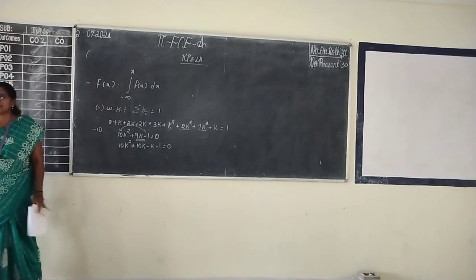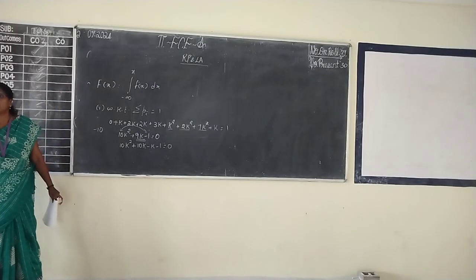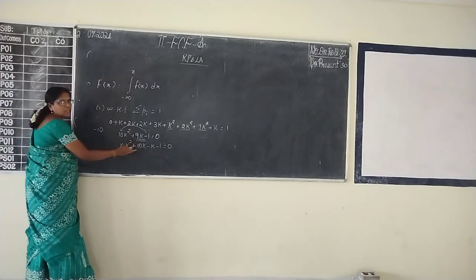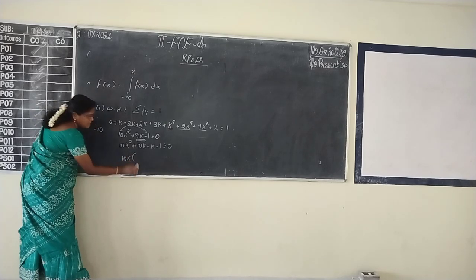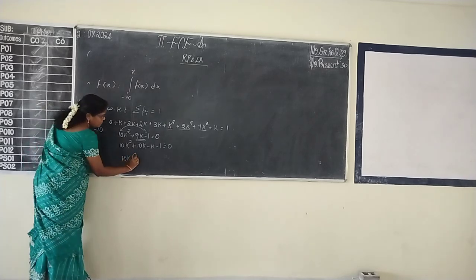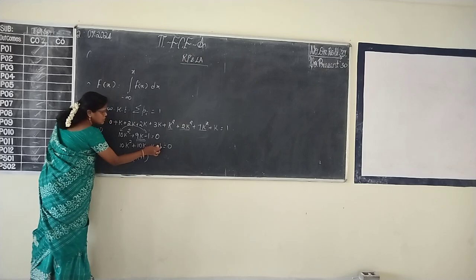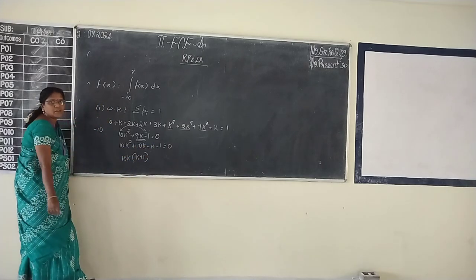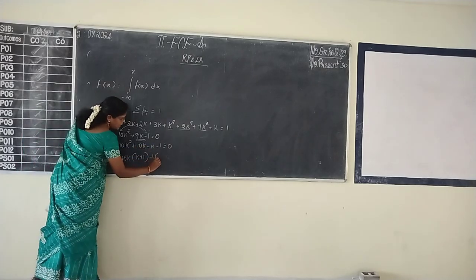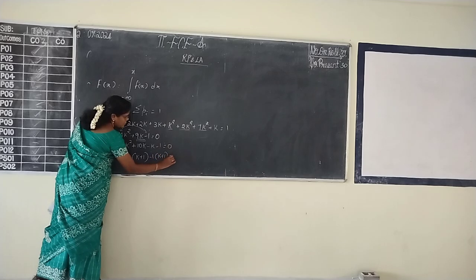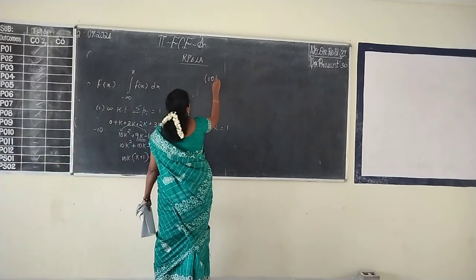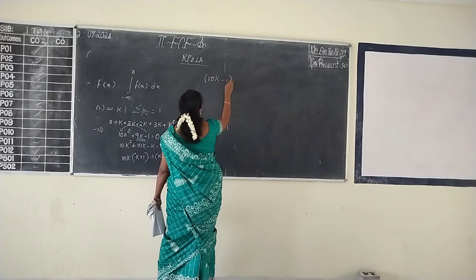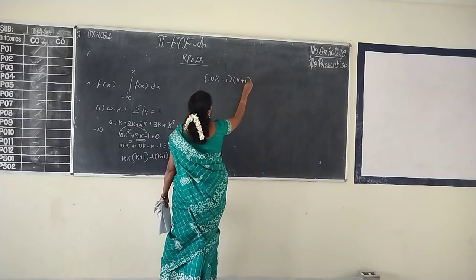This 9k is written as 10k minus k. Now combine the common terms. What is common in the first two? 10k. If you take it outside, what is remaining? k plus 1. What is common in these last two? Minus 1. If you take it outside, k plus 1. So you get the factors as 10k minus 1 into k plus 1 equals 0.